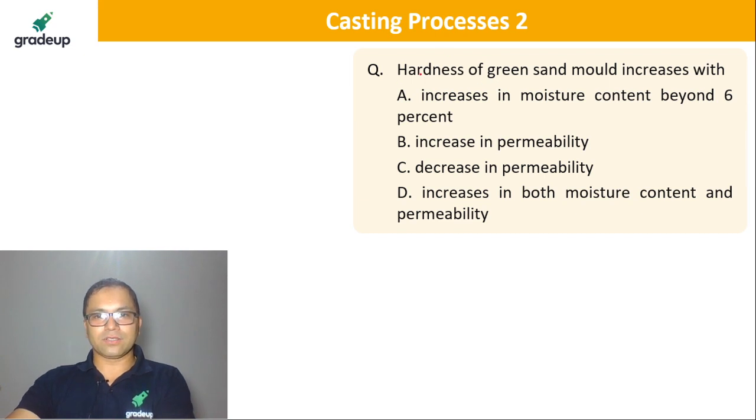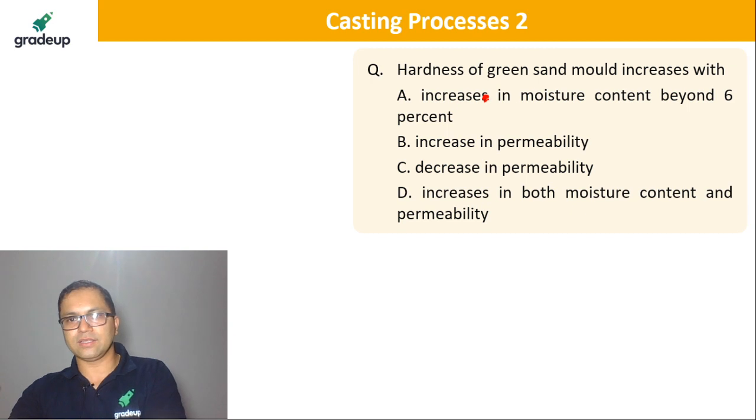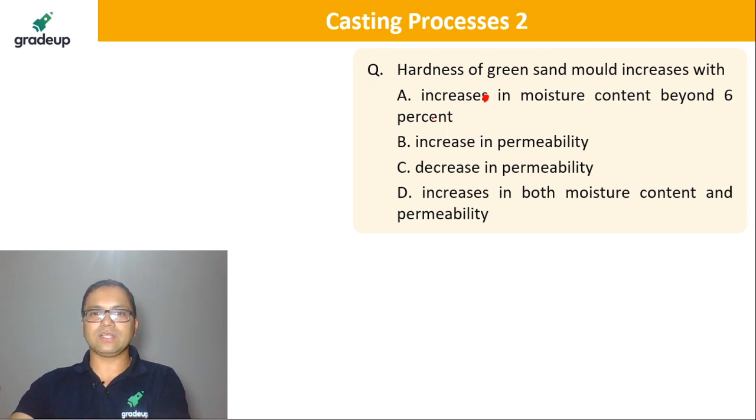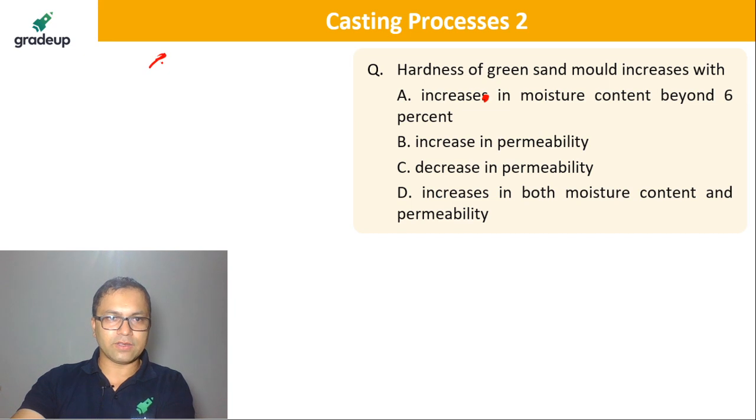Good. Now let's talk about this. Hardness of green sand mold increases with increase in moisture content. Okay, so it should be just increase in moisture content beyond 6%. Increase in permeability, decrease in permeability. Okay, so what is permeability? We talked about it yesterday. Again, we are going to talk about it.